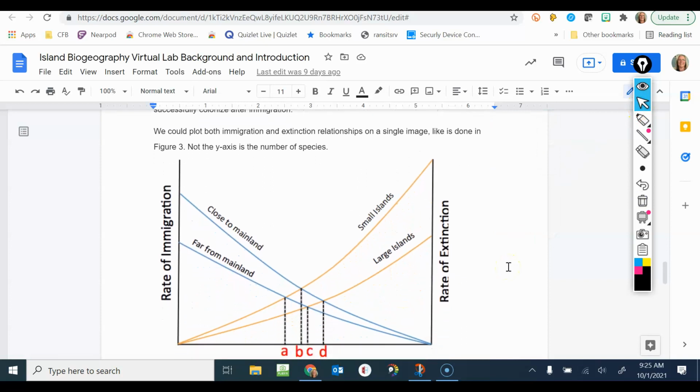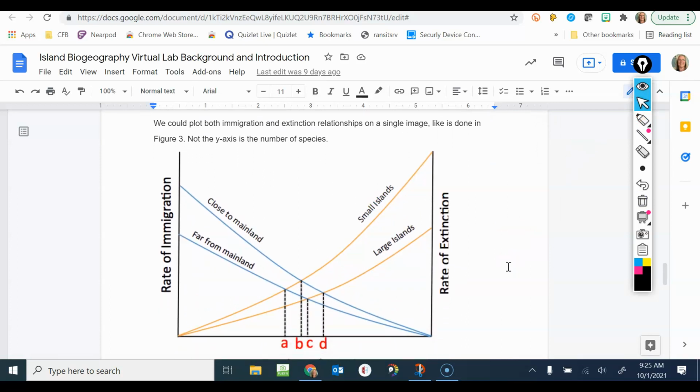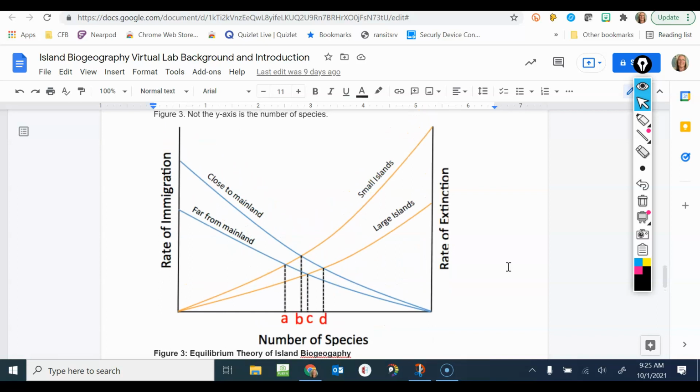Okay, so when you look at that on this sort of map, you see the relationship of rate of migration as it compares to number of species. And then you see the relationship of number of species versus rate of extinction. So the greater the number of species, the higher the rate of extinction, both for small and large islands. And the higher the rate of migration and the number of species is compared to the distance to the mainland.